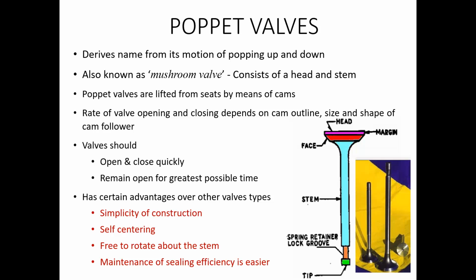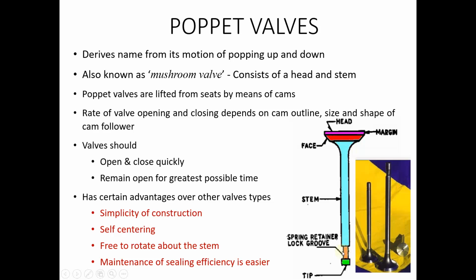Why are these poppet valves used in IC engines and why not any other type of valves? Because it has many advantages mentioned here. It is very simple in construction. These are the different parts mentioned. The flat portion with a larger diameter is known as the head. After the head, there is a small area cut out, that is the margin, and a conical face, and this conical face again reduces in diameter, and the reduced diameter is known as the stem.